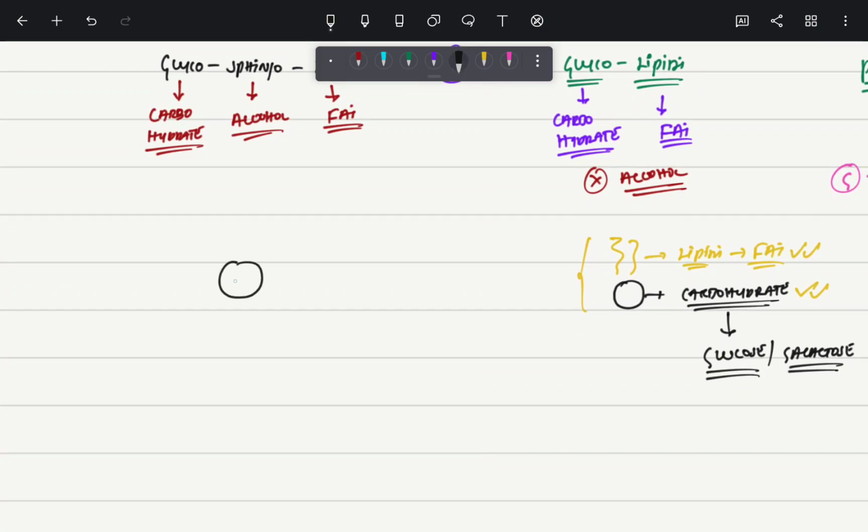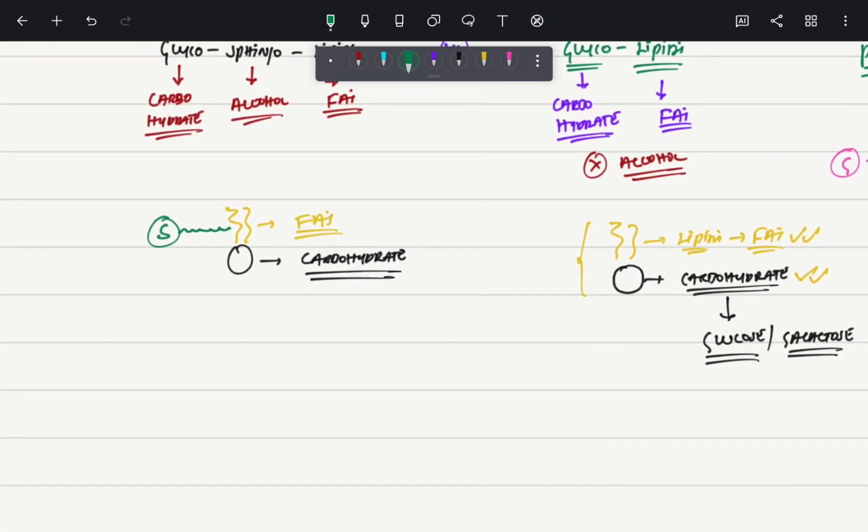It doesn't contain phosphoric acid, it contains carbohydrate. What is the carbohydrate here? It is your glucose or galactose. So this is the carbohydrate. To this carbohydrate we have two chains of fatty acids, and to this fatty acid we have alcohol such as your sphingosine.